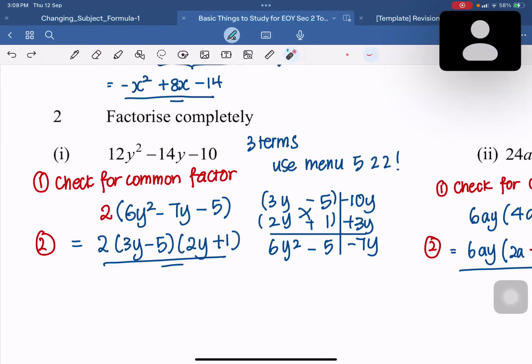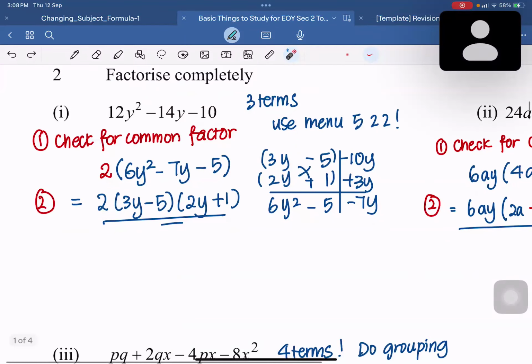So what we can do, the question doesn't tell us the common factor directly, so you have to always check for common factors first. 12, 14, 10 can be divided by 2. So you must factorize out this 2 first. If not, the numbers that your calculator gives you will be directly 5/3, and then you will not get the correct answer. So after I divide out by 2, I get 6y squared, negative 7y, and negative 5.